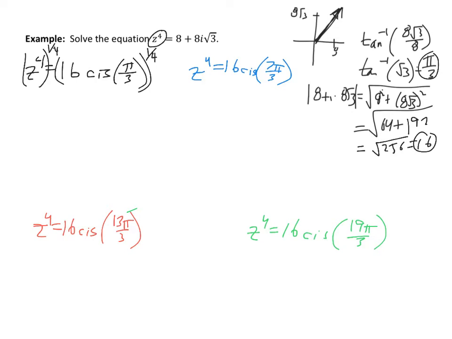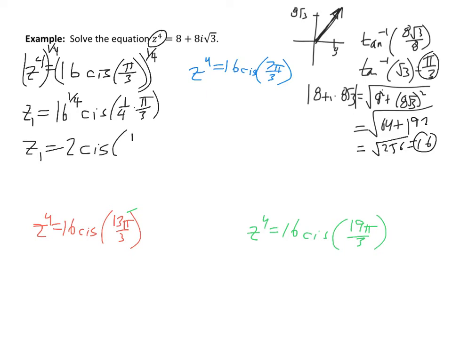The 4th root of this is going to get me z, and we might call it z1 because we're going to find our first solution. z1 will be 16 to the 1/4 power cis, and then it's going to be 1/4 times pi over 3. So z1 is the 4th root of 16, which is 2, so 2 cis pi over 12. Now you notice this problem didn't say anything about the form that my answers need to be in, which means this is good. Yay, I found it. So 2 cis pi over 12.